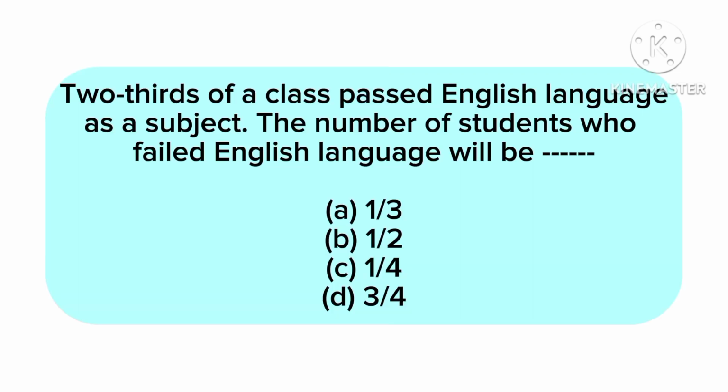The second one is 2/3 of a class passed English language as the subject. Now, this is a mathematical question. Even if mathematics is not one of the subjects to take in the JAMB exams, you shouldn't worry, because mathematical questions that are found in the Post UTME general paper are usually very simple and commonsensical, okay? Now, 2/3 of a class passed English language as a subject, the number of students who failed English language will be. Now, what is 2/3?